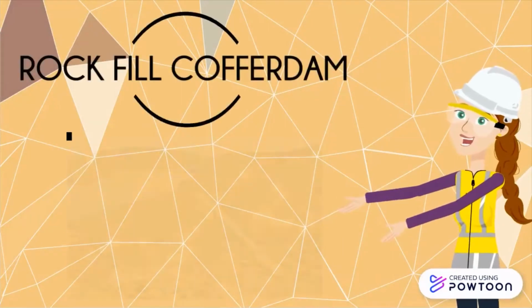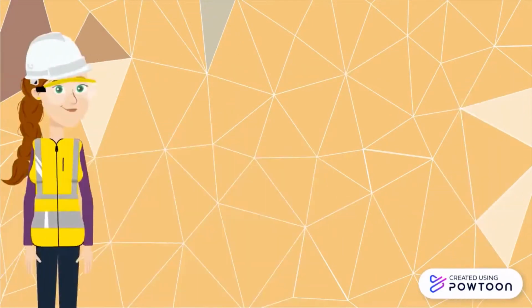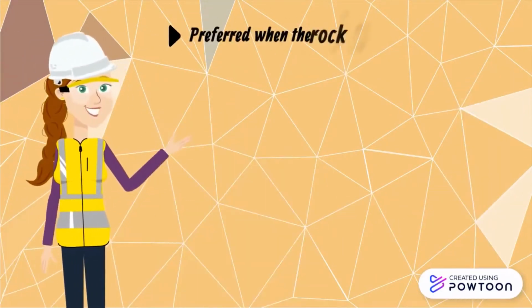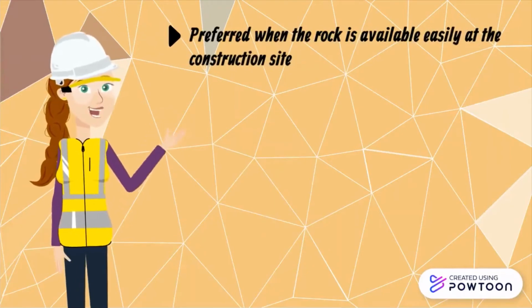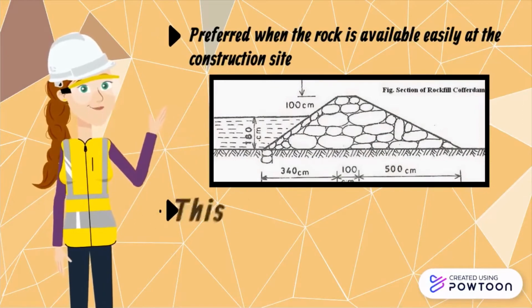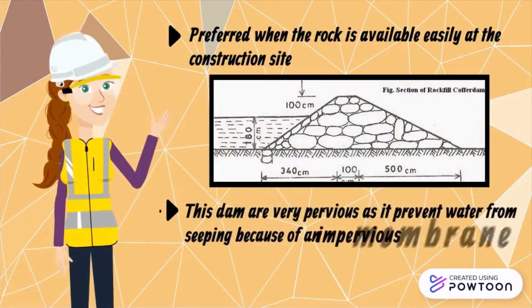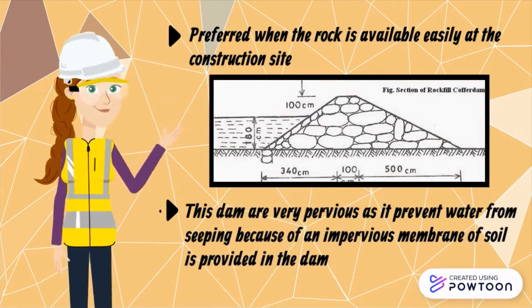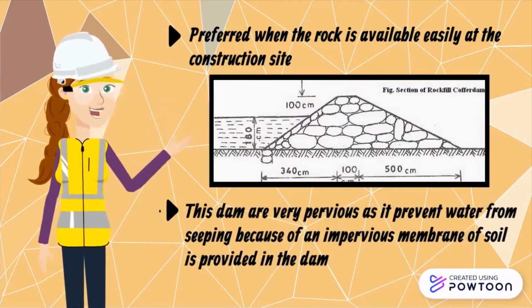Next is rock-fill cofferdam. Rock-fill cofferdams are better than the earthen dams. These dams are preferred when the rock is easily available at the construction site. Rock-fill cofferdams are very pervious, so an impervious membrane of soil is provided in the dam to help prevent water from seeping.